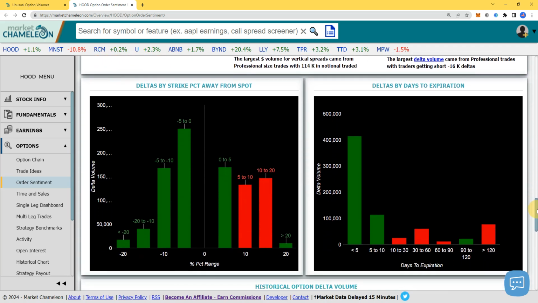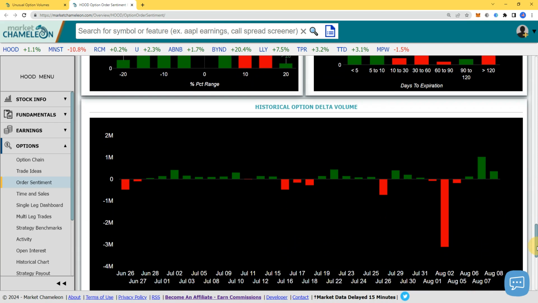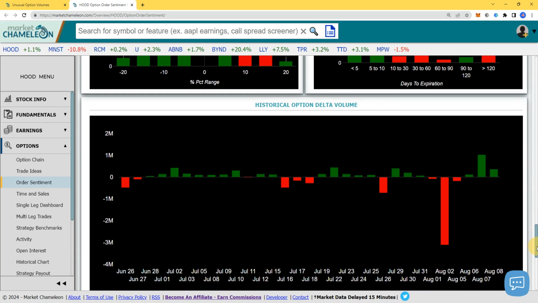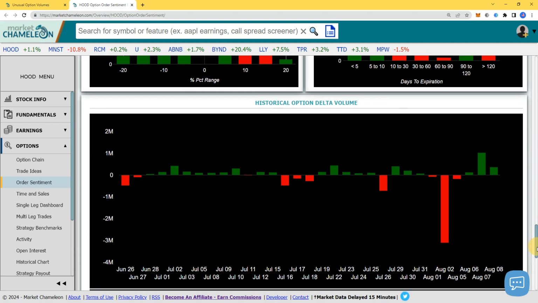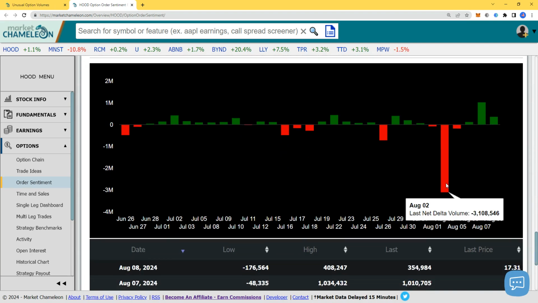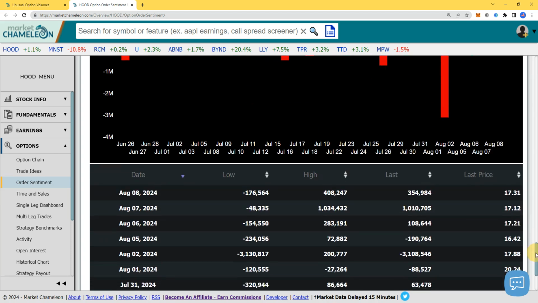Delta by strike price, interesting. So we see here delta by strike price, positive delta. Okay, there's a lot of information. Delta by days to expiration. Most of the trading days are probably for tomorrow, under 5 days, that's what it says. That's a lot of info. Historical option delta value. Okay, so the delta was short August 2nd and now it's long. Okay, what else we got?